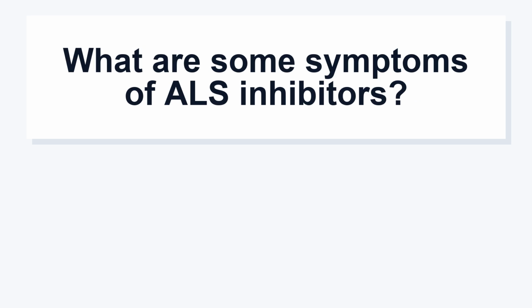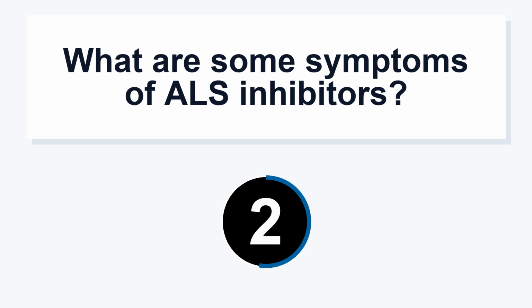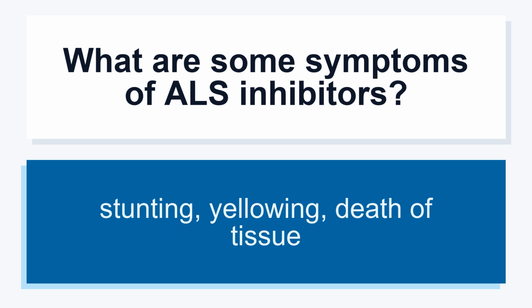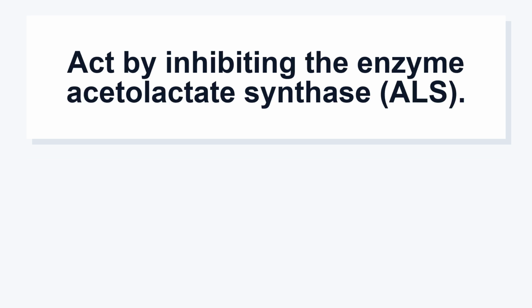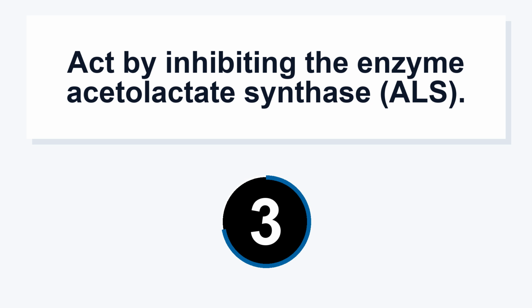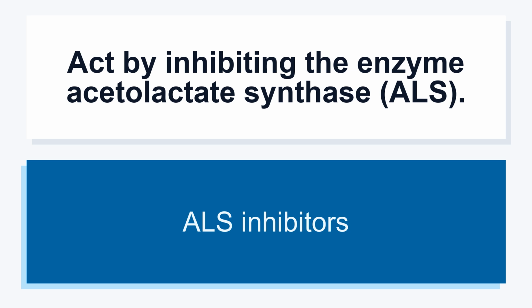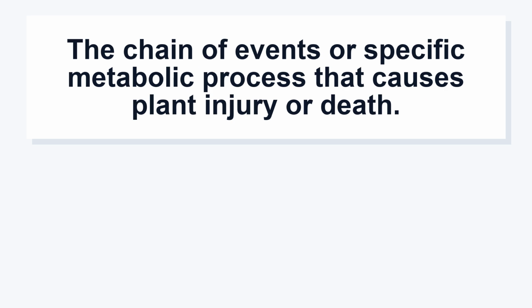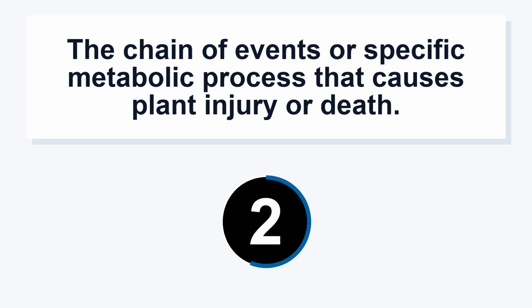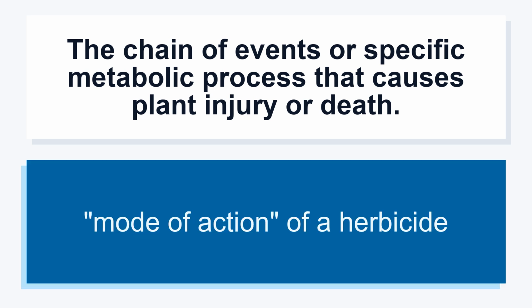What are some symptoms of ALS inhibitors? Stunting, yellowing, death of tissue. They act by inhibiting the enzyme acetolactate synthase, ALS. ALS inhibitors. The chain of events or specific metabolic process that causes plant injury or death is the mode of action of a herbicide.